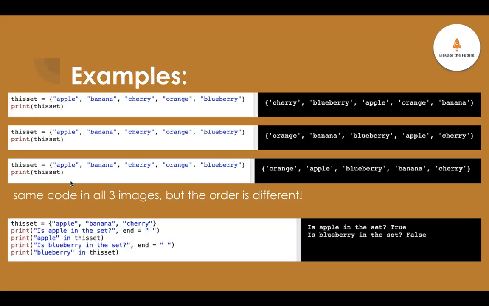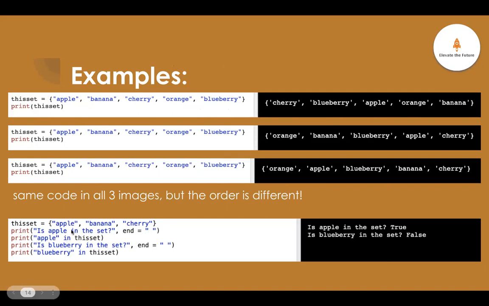So here are some examples of sets. As you can see in the first 3 images, the code is all the same. It's a set with apple, banana, cherry, orange, blueberry in that order. But every time you go to print it, the order changes because sets don't have an order. They're unordered, so they're going to come out completely randomly. And then in the bottom, it shows some operations of the set.